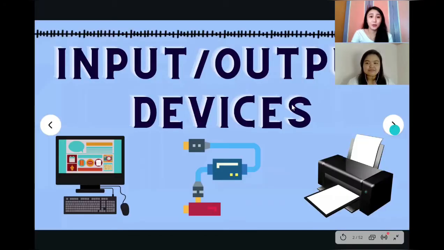So the first thing that we're going to talk about is the I/O devices, or the input and output devices. Alam naman natin kung ano yung mga input and output devices, pero meron na examples dito. The first one is the monitor, tapos yung keyboard, yung mouse, tapos yung mga ports, tapos printer, at marami pang iba. Next.